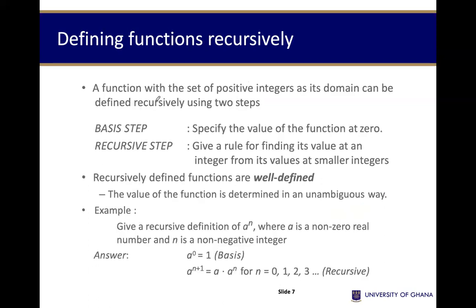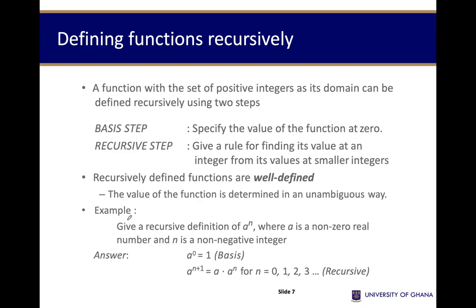So this one, I just explained it, right? A function with a set of positive integers as its domain can be defined recursively. We have the basic step, specify the value of the function at 0, which I mentioned. And then we have the recursive step, give a rule for finding its value at an integer from its values at smaller integers. Okay, then we are good to go. So let's look at another example and see whether the understanding will come.